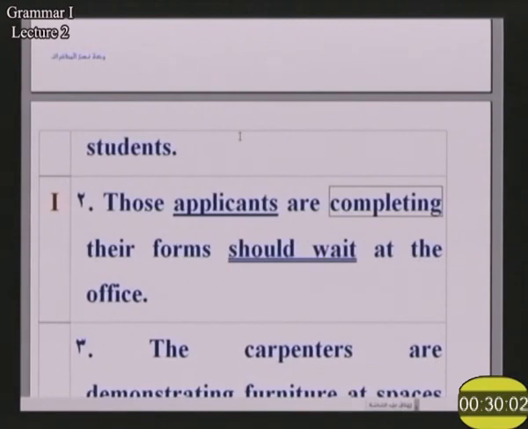أنا عندي should wait. Should wait دي هي the verb of applicants. طيب إذا كانت الجملة صح، الجملة الأساسية those applicants should wait at the office. يبقى completing ما هيش are completing. Completing should not be a part of the verb but it should be an adjective لأن أنا عندي الفعل أهو should wait. يبقى those applicants completing their forms، يبقى are is incorrect. دي اللي بتخلي الجملة غلط. Alright. طيب نشوف الجملة اللي بعد كده.